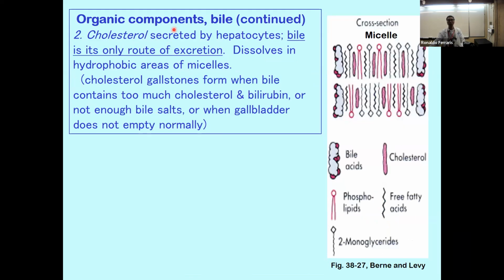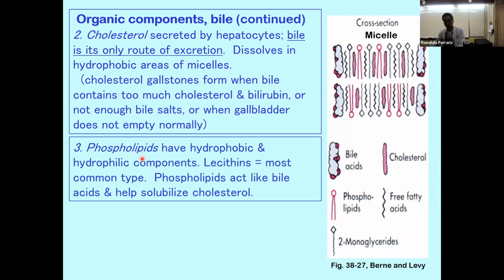So the second organic component of bile is cholesterol. And the cholesterol that our body makes is secreted by hepatocytes, and bile is its only route of excretion. So this is an example of a micelle, and these are cholesterols that are found in these micelles. And essentially, these bile acids solubilize cholesterol and all of these lipid products, as depicted here.